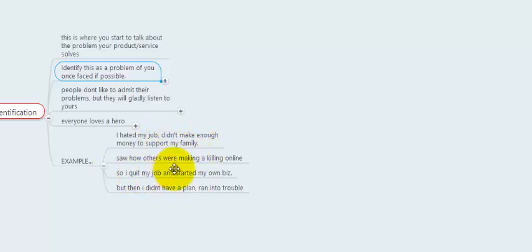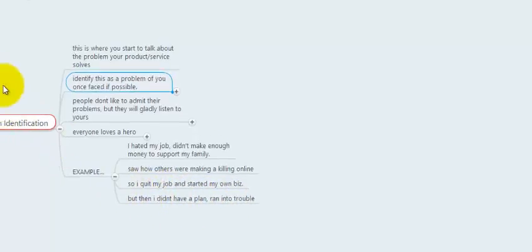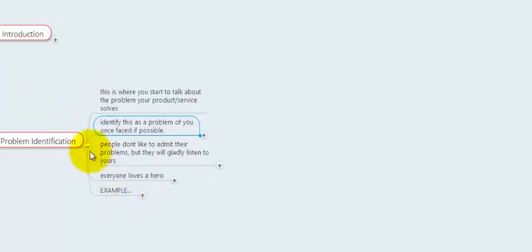I saw how others were making a killing online, so I quit my job and started my own business, but I didn't have a plan, so I ran into trouble. So the problem here could be that this guy hated his job and he couldn't make enough money to support his family and do the things that he wanted to do. He saw how others were making a bunch of money online and he wanted to start his own online business. So he quit his job, started his business, and then soon ran into trouble because he didn't know what he was doing. So that could be the problem identification.